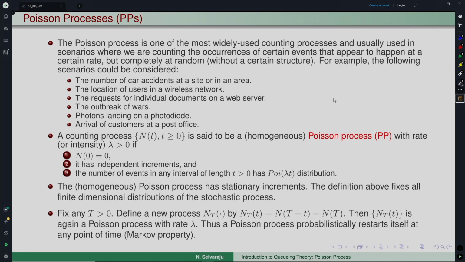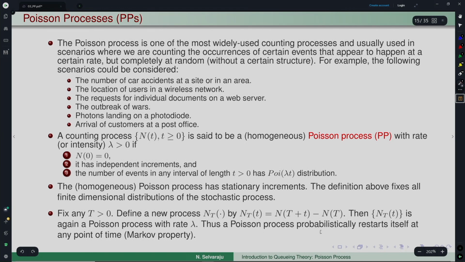So, any time is as good as the starting time. Any time, the process basically restarts itself probabilistically. That is the Poisson process property, and that is the Markov property in a sense. So, this Poisson process also satisfies this, which means that this process would again be a Poisson process for a fixed capital T.